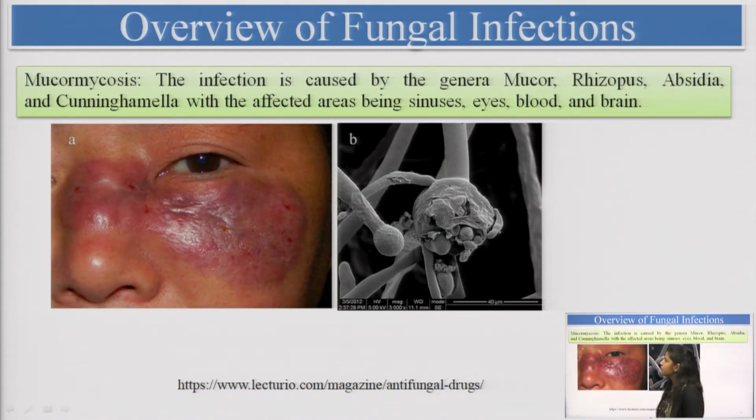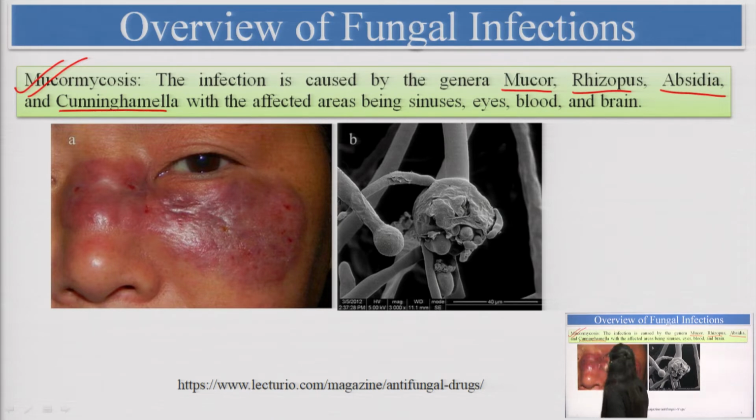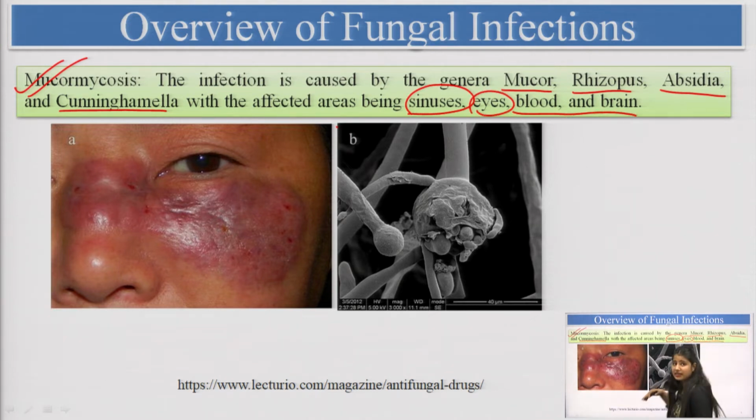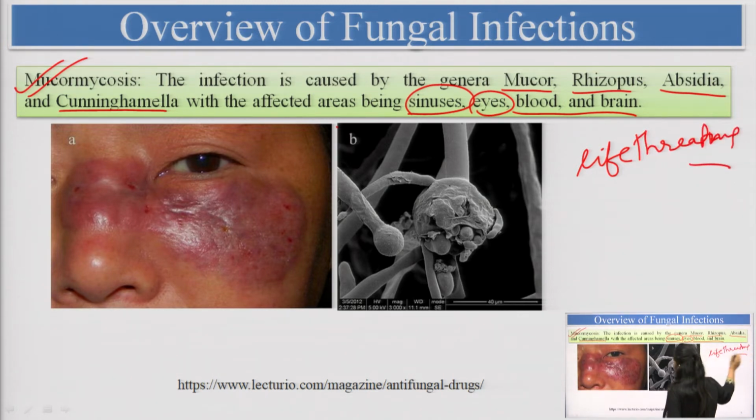Then see mucormycosis. Mucormycosis is caused by Mucor, Rhizopus, Absidia, Cunninghamella species, with the sinuses and eyes being affected, and it can reach the blood or brain. This is a very severe infection, a life threatening condition. So, this is a systemic infection.